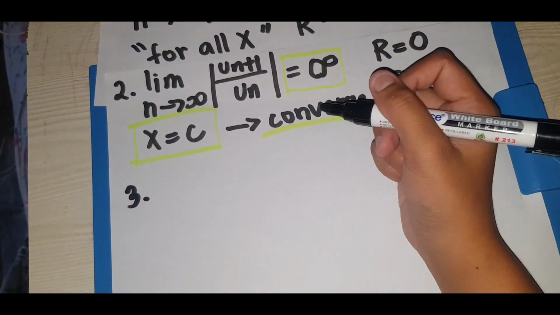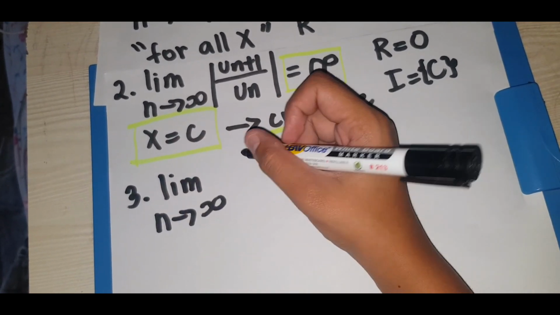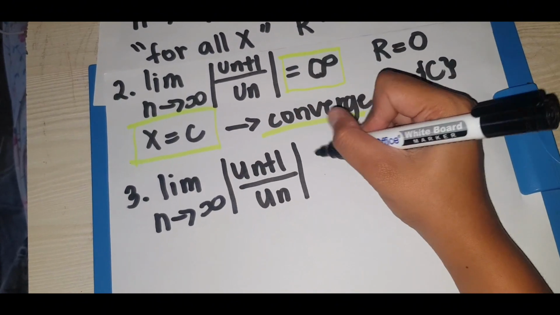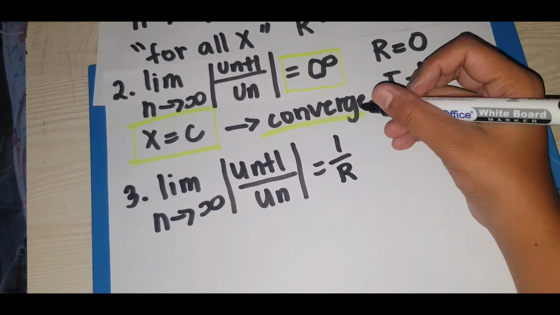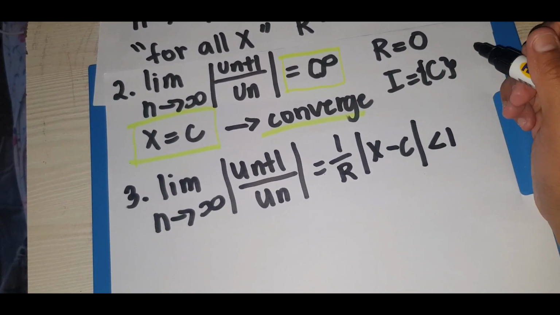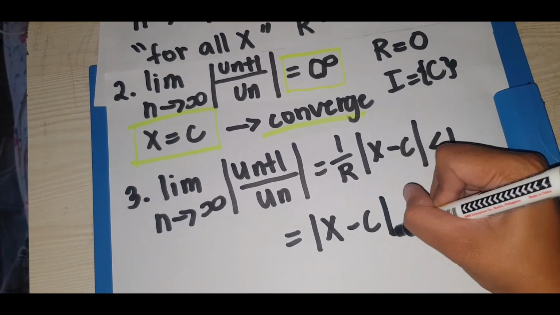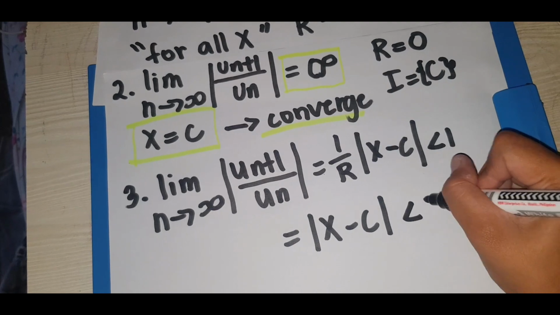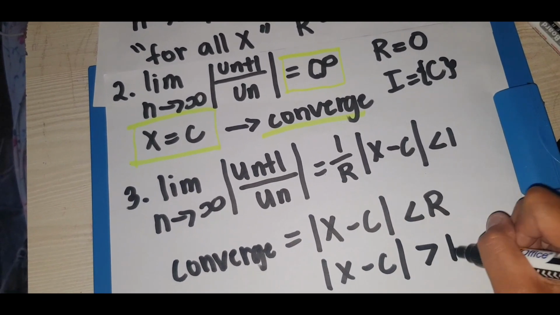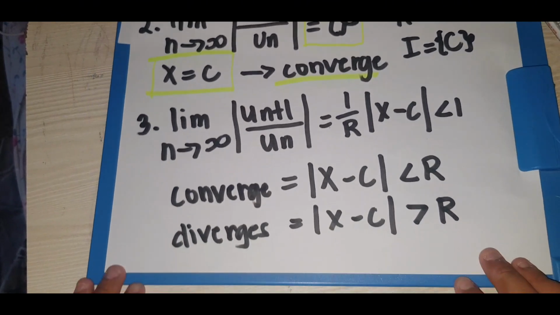The third condition is the limit as n goes to infinity of the absolute value of u sub n plus 1 over u sub n is equal to 1 over r. So the absolute value of x minus c is less than 1, then we multiply both sides by r, so the absolute value of x minus c is less than r, which is convergent. Then if the absolute value of x minus c is greater than r, it diverges.